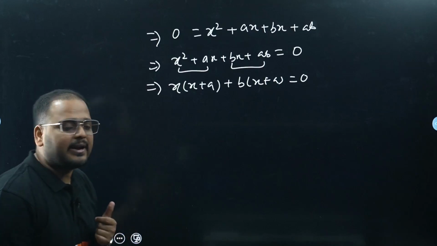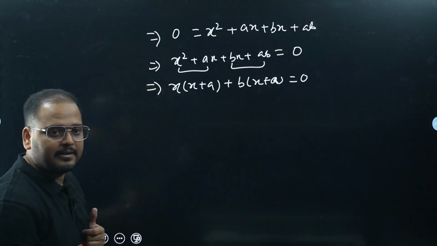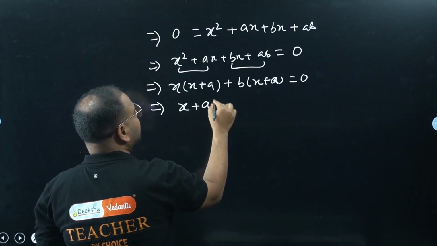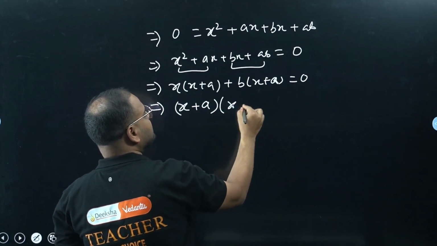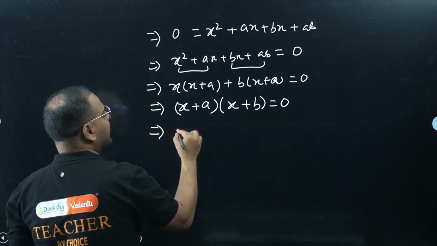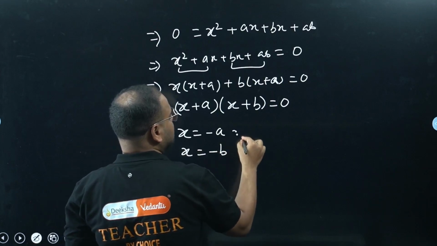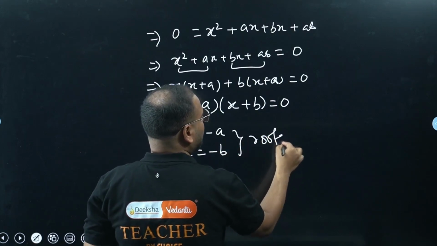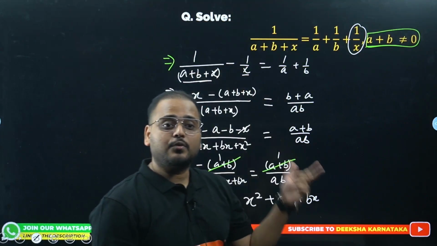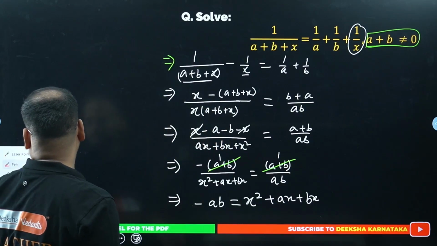Okay, I hope you're getting it, right? b is common here. So x is left and a is left. Excellent. Now in both the terms, x plus a is common. So x plus a is here, and what is here? x plus b. Equate both of them with 0. I get x as minus a and x as minus b. These are my roots of the quadratic equation 1 upon a plus b plus x equals 1 upon a plus 1 upon b plus 1 upon x.